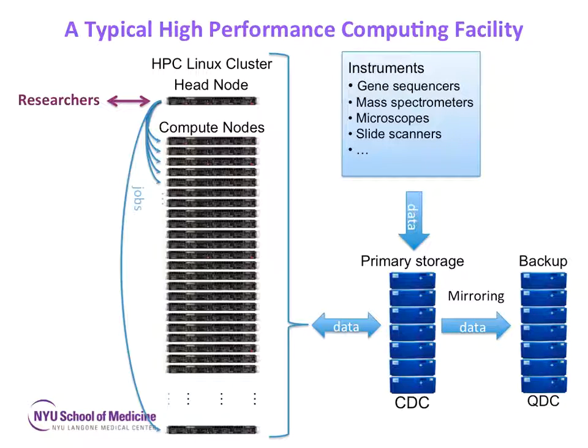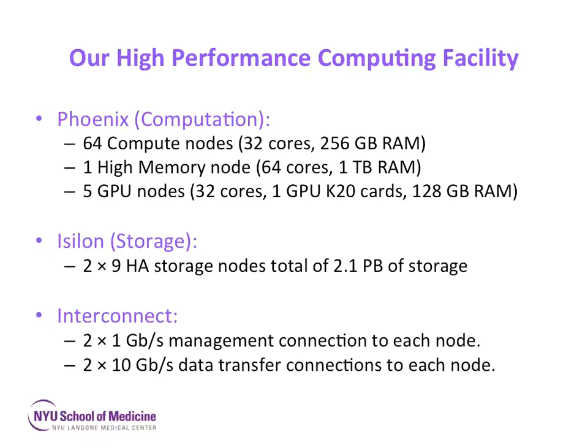So that's pretty much the story of what happens in how the interaction between different components are in our HPC facility. So a bit more details about the compute cluster, which we call here Phoenix. Phoenix is 64 compute nodes, which only have CPUs and about 256 GB of RAM and 32 cores.